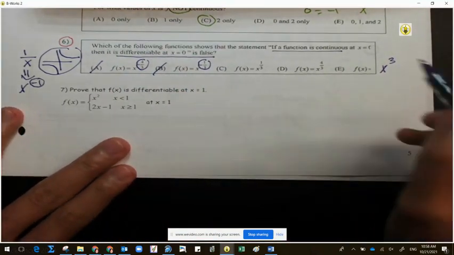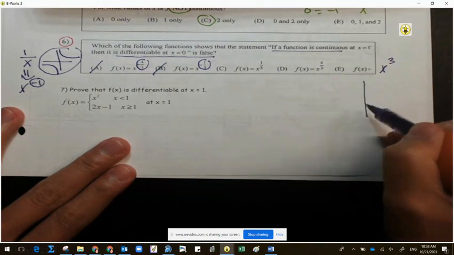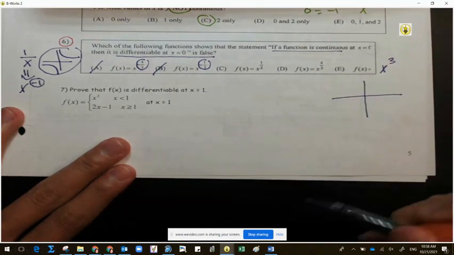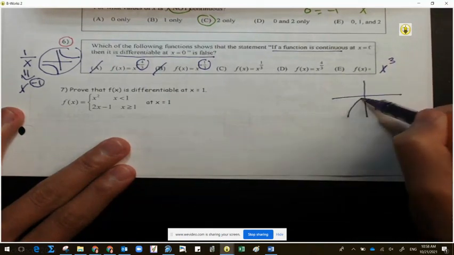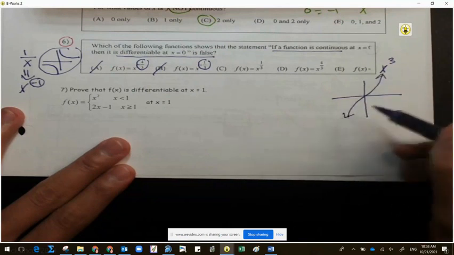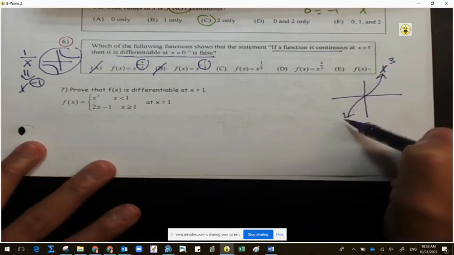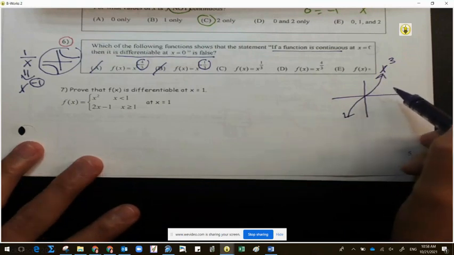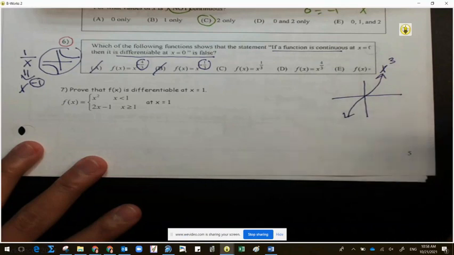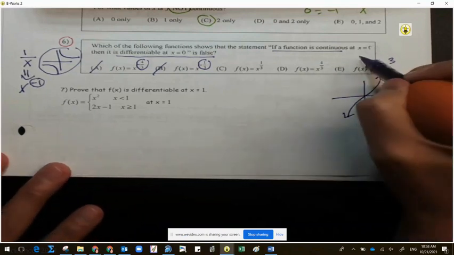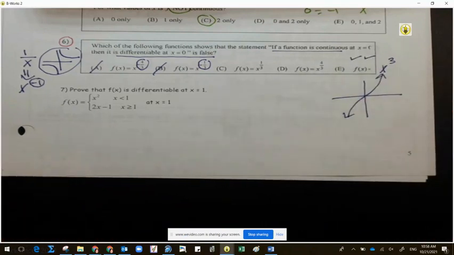Okay, let's do the one that we already know. Look at E. Isn't that a cube function? The cube function behaves a little bit similar to the tangent function. And we know this is smooth. I see no cusp. And what was the other one? Jump. So therefore, this one is continuous and differentiable.